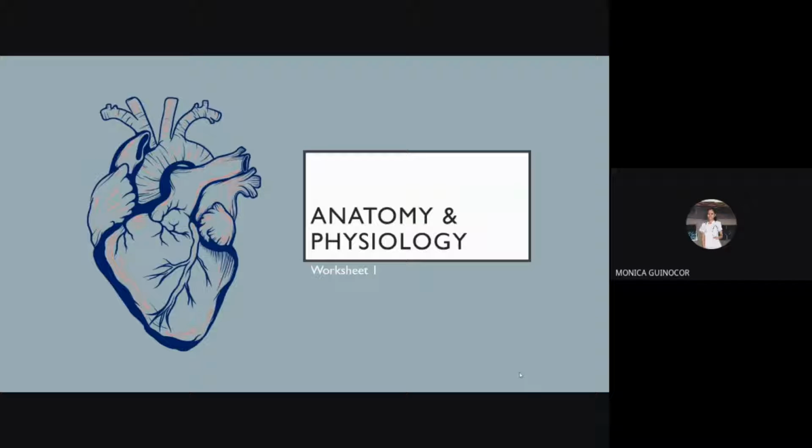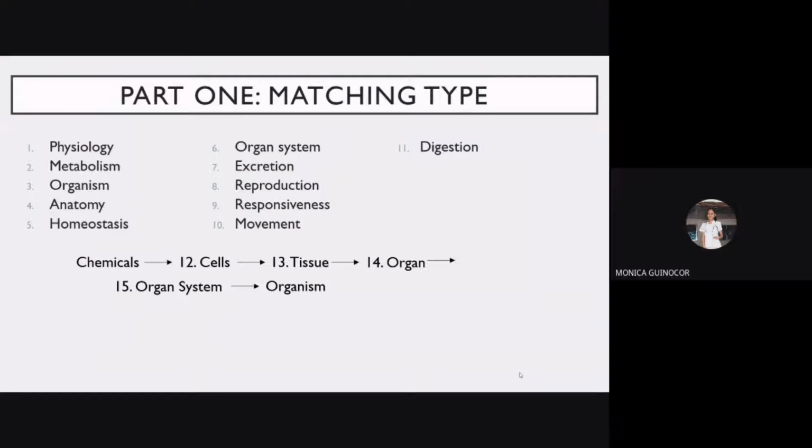I will be discussing the part 1 matching type of the stepping in section of our worksheet. In column A, it is composed of the definitions, and in column B, it is composed of what the definition is referring to. In number 1, the study of how the body and its parts work or function, our answer is physiology. So, for example, the heart.